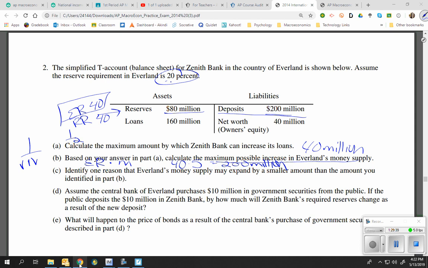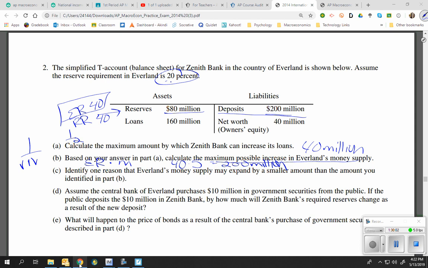Banks do not fully loan out. They don't loan out all that they had. They could loan out $40 million, but if they loan out less, then they would have a smaller effect. Just saying, the bank doesn't loan out all the money.